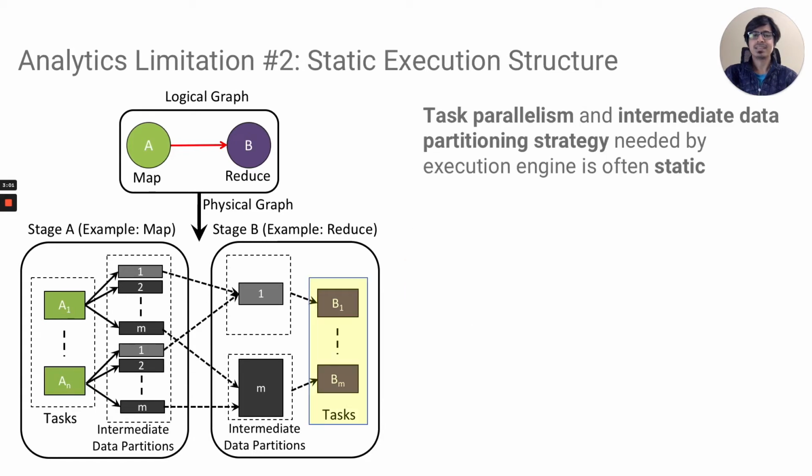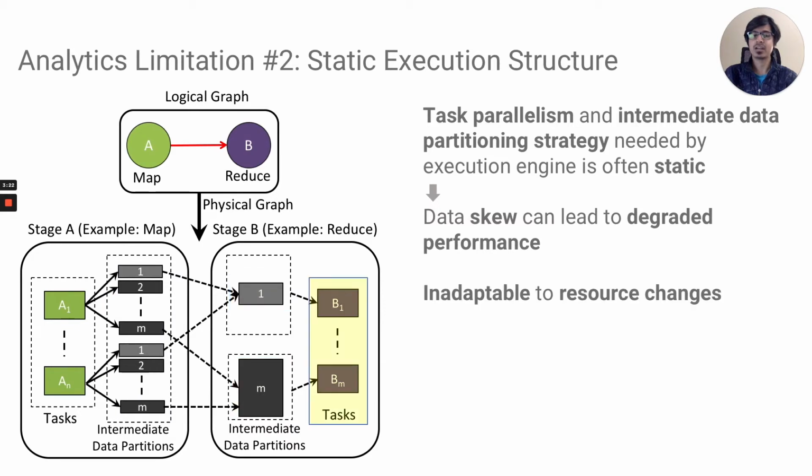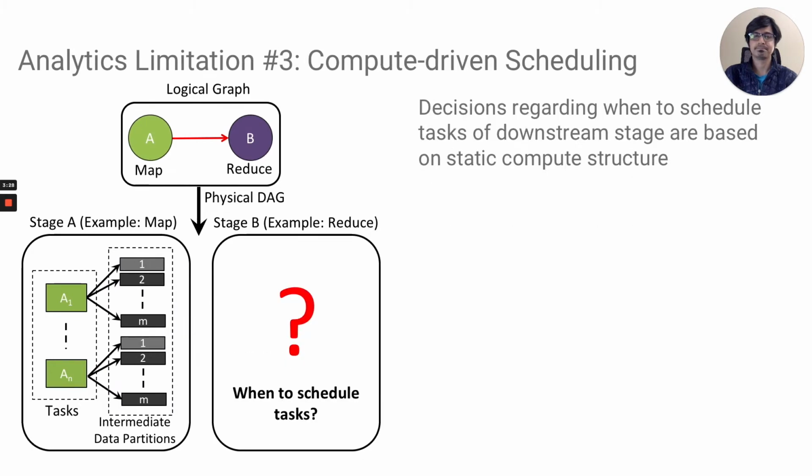Further, task parallelism and intermediate data partitioning strategies are decided at job submission time and cannot adapt to runtime changes, in which case the skew between data partitions can degrade performance as tasks have unequal work assigned, and the job execution cannot adapt to runtime resource changes.